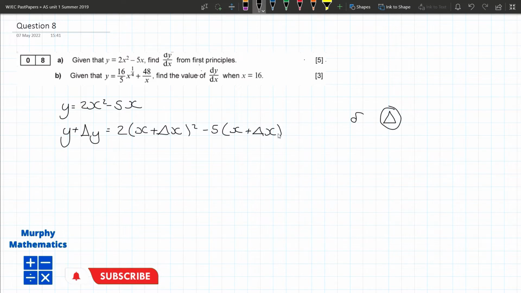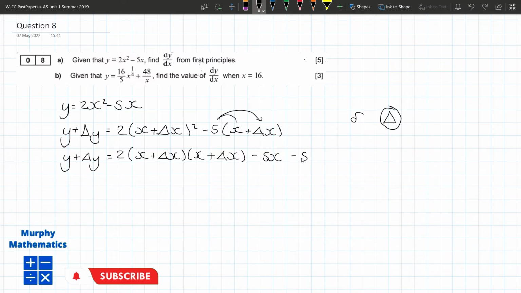Awesome. Now I've got to expand and simplify this equation. So y plus delta y equals, I'm going to keep this 2 and just expand the bracket, so x plus delta x, the second bracket, so x plus delta x. And I'll expand the last part: minus 5 times x, so minus 5x, minus 5 times delta x, which is minus 5 delta x.